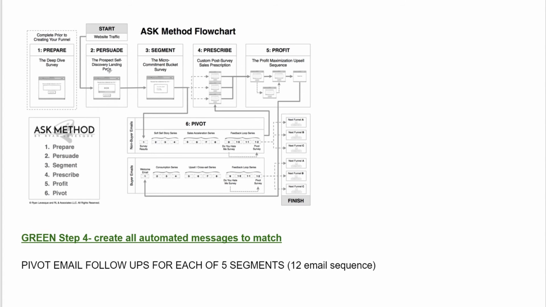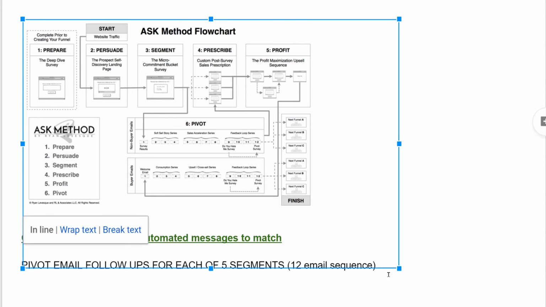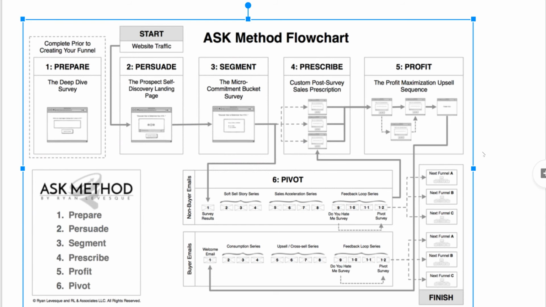Okay, so they're going to get in, they're going to go to the landing page, they're going to segment themselves based on a little micro survey, these little buckets. The buckets are going to automatically put them in the right segment. Okay, if they don't buy, they go to the non-buyer series. This is the pivot. If they do buy, we have a little upsell sequence before they get into a post-buyer email series. So I'll just stretch this and make it bigger so it's easier to see.